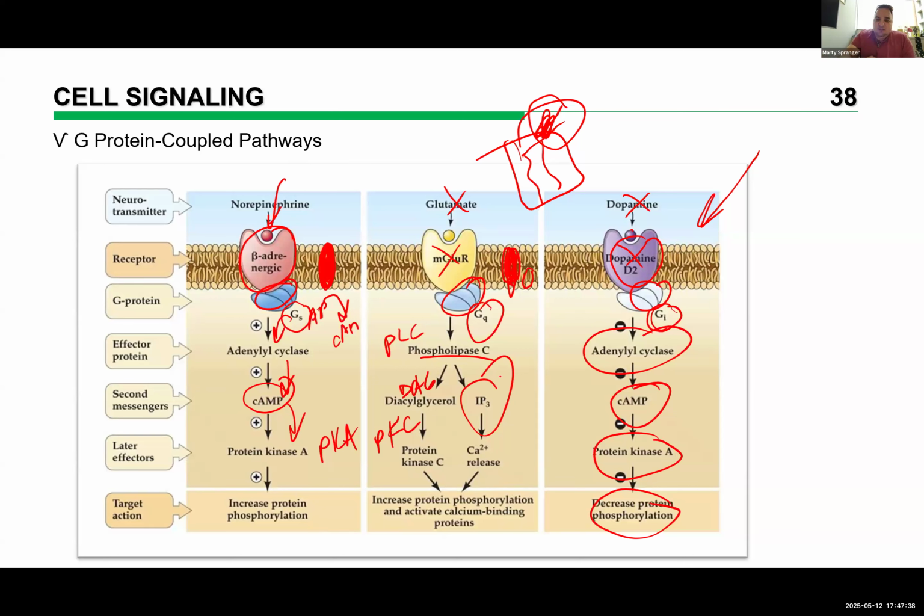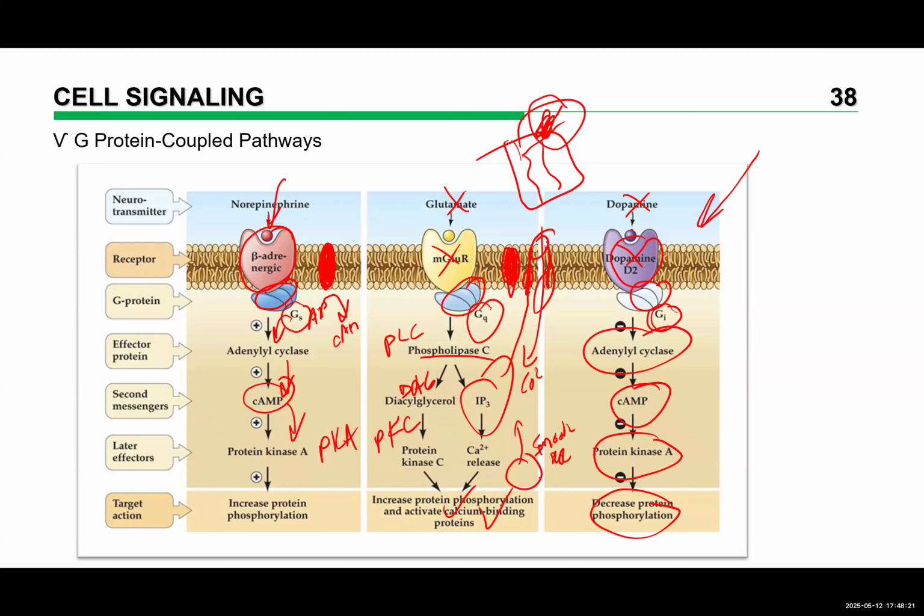And then what IP3 does is it opens up calcium channels in your membrane, lets calcium come into the cell, but it also stimulates calcium to be dumped into the cytoplasm from some smooth ER. Don't worry too much about that right now, but smooth endoplasmic reticulum can be designed to store calcium, and IP3 can cause it to be released from there as well. The end goal here is to increase calcium inside the cell, and we can talk later about what the importance of that would be. So at the end of the day, increase phosphorylation and activation of calcium binding proteins.